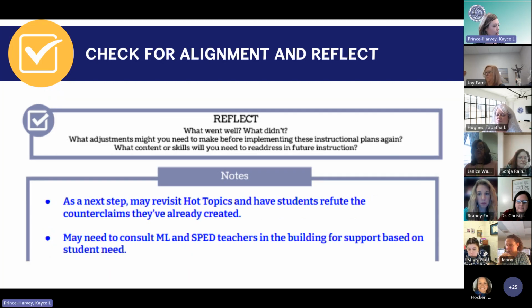And then to reflect, as a next step, I may revisit the hot topics, same thing, and have students then refute the counterclaims that they made. So that might be my next day activity. And that way they've built the claim, the counterclaim, and then refuted the same piece all the way through.